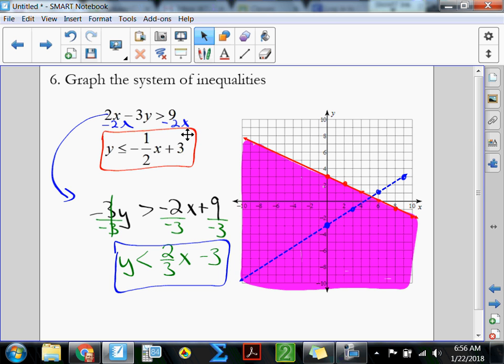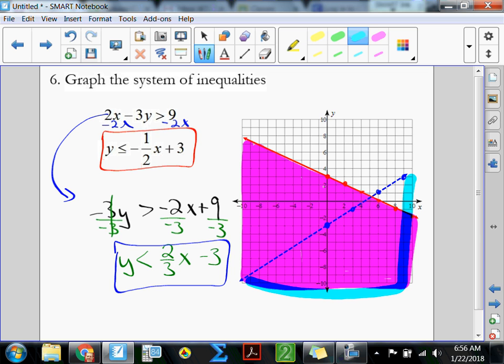Okay, and then it says I'm shading below that line. So I'm going to get my blue highlighter. I'm shading everywhere underneath it. So notice I'm going over some of the pink. And so my graph is going to have 3 different colors on it.